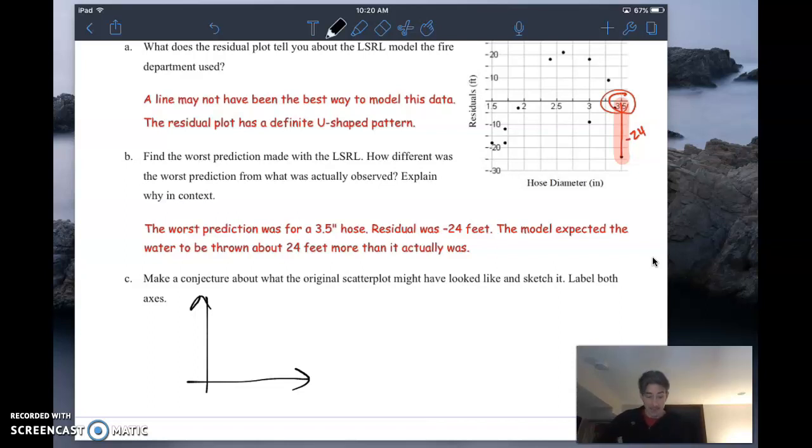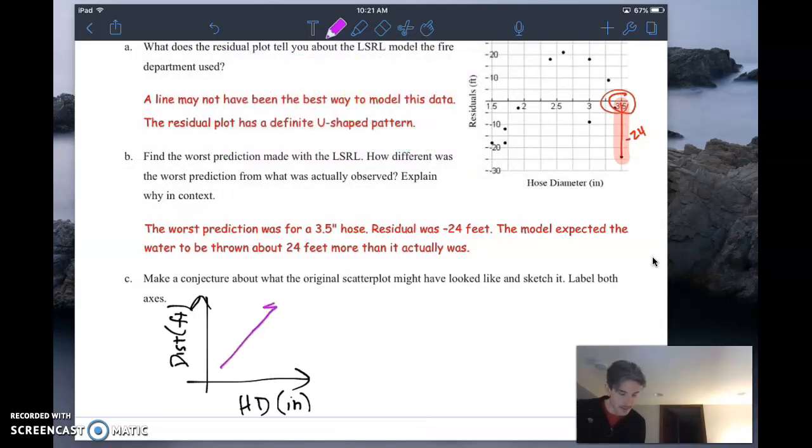I can still have my hose diameter here, and then my residuals kind of give me the impression that the units I'm dealing with are feet. So this might be the distance that my fire hose is spraying in feet. And this would be in inches. Sorry about that. Okay. And then what I'm going to do is I'm just going to throw a line on my screen. And my line is going to be something like this.